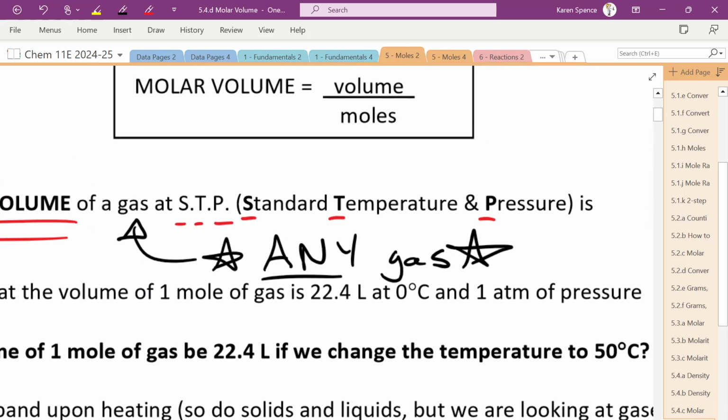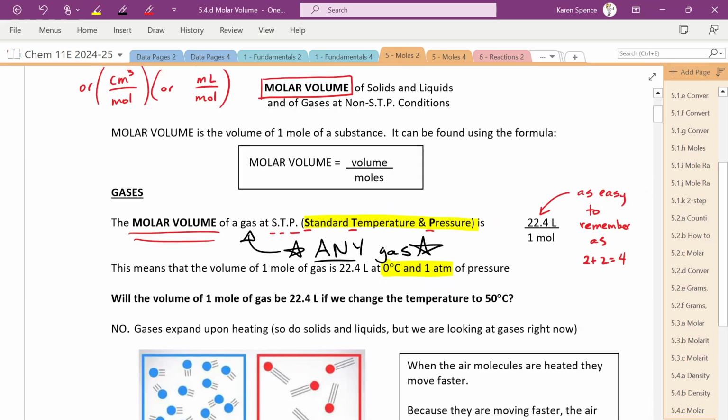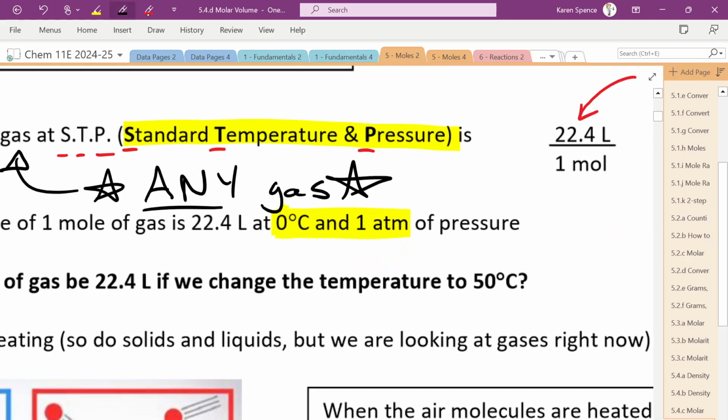Now, what is standard temperature and pressure? Standard temperature and pressure is 0 degrees Celsius and 1 atmosphere of pressure. ATM stands for atmosphere.